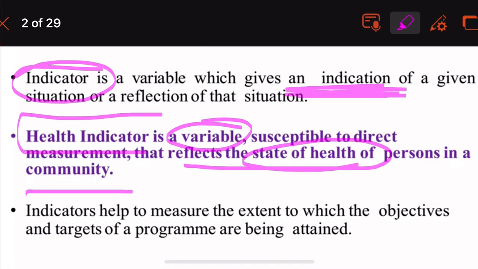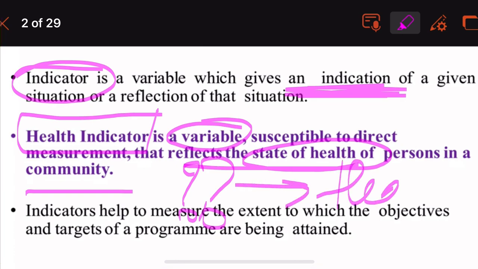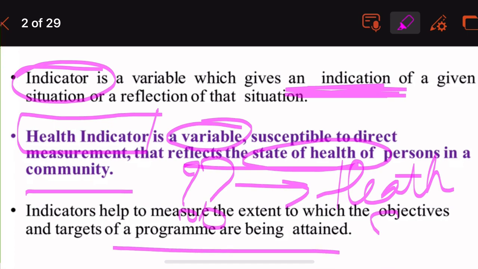Since it is a health indicator, what is it indicating? It is indicating the health of the persons in the community. Indicators will help us to measure the extent to which the objectives and the targets of a program are being attained. What is the use of this indicator? It helps us to understand the effectiveness of a particular program.